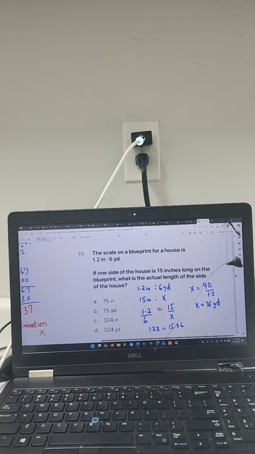This is confusing. This is in inches. This is in yards. So you have to be very careful. You're working with yards. Alternative way of doing this is, we have 1.2 inches to this. What about 1 inch? Just 1 inch, which is going to be 6 yards over 1.2. So what you get, you can multiply it by 15, which is still going to be the same.